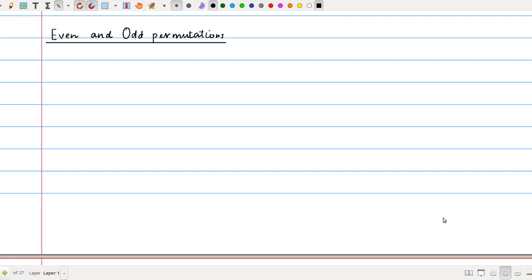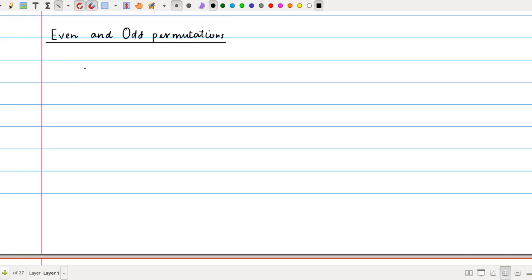Hi all. In the last class we have seen how to represent a permutation as a product of transpositions, and using the number of transpositions we have used to represent that permutation, we can identify whether it is a product of odd permutations or a product of even permutations. And we have proved a theorem about that idea, which states that no permutation of Sn, the finite permutation group Sn, can be expressed both as a product of even permutations and as a product of odd permutations.